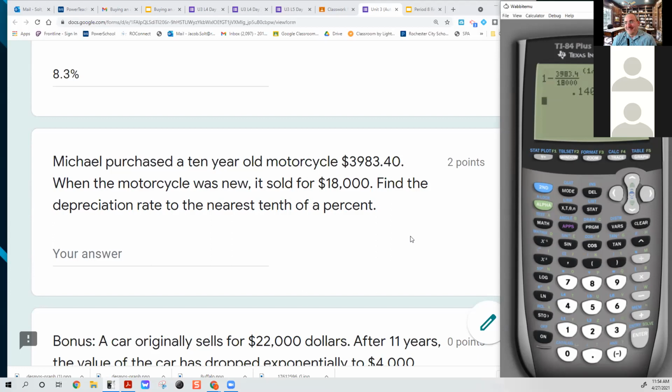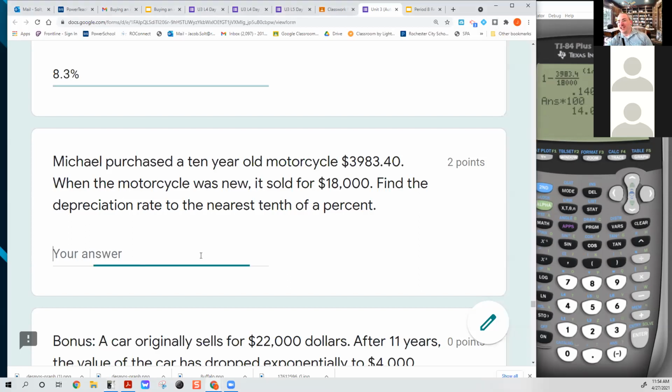Displayed on my calculator. Do we multiply by 100 to figure that out? You do, because this is expressed as a decimal out of 1. So you multiply it by 100, and obviously you can see it's 14%, right? This thing has been depreciating at 14%.